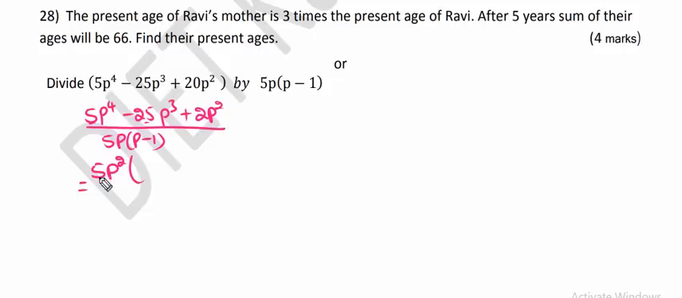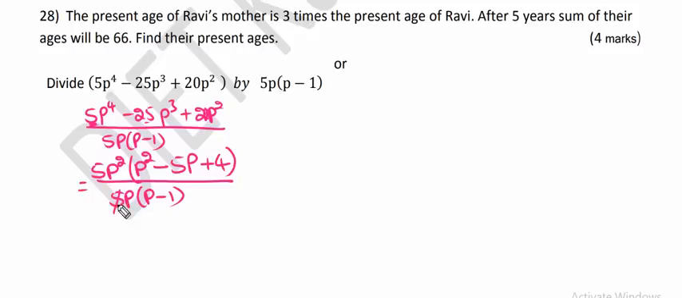By taking 5 as a common factor, 5 ones are 5, and if p square is taken out, that becomes p square. In the second one, 5 fives are 25, and taking p square outside, that becomes p. In the third one, here it is 20, not 2. 5 fours are 20, and if you take p square, that becomes only 4. So that gives you 5p into p minus 1.